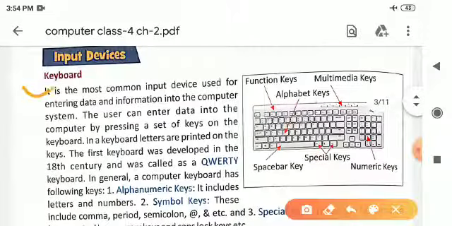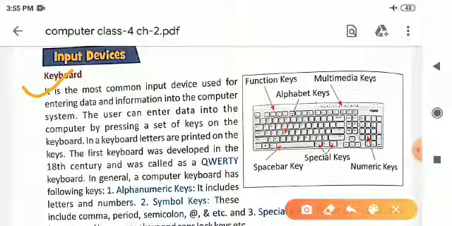As you can see, it is the most common input device used for entering data and information into the computer system. As you know children, on the keyboard we can type any data and information. The user can enter data into the computer by pressing a set of keys on the keyboard.